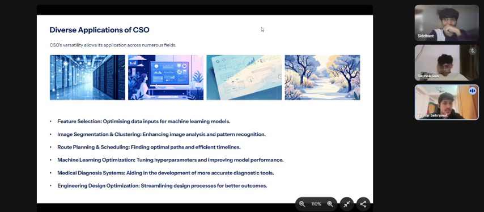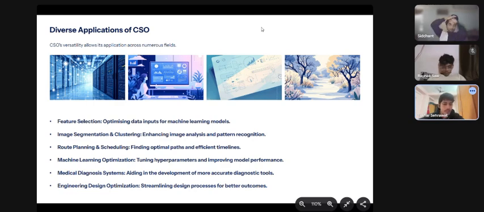So first is the feature selection. Feature selection is used to choose the best input features for machine learning models. After that, we have image segmentation and clustering. It helps to divide the images into meaningful regions. Then we have route planning and scheduling. It is used for shortest path, delivery routes, task assignment, and job scheduling. After that, we have MLO, which also represents machine learning optimization. It is used to tune hyperparameters like learning rate, depth, etc.